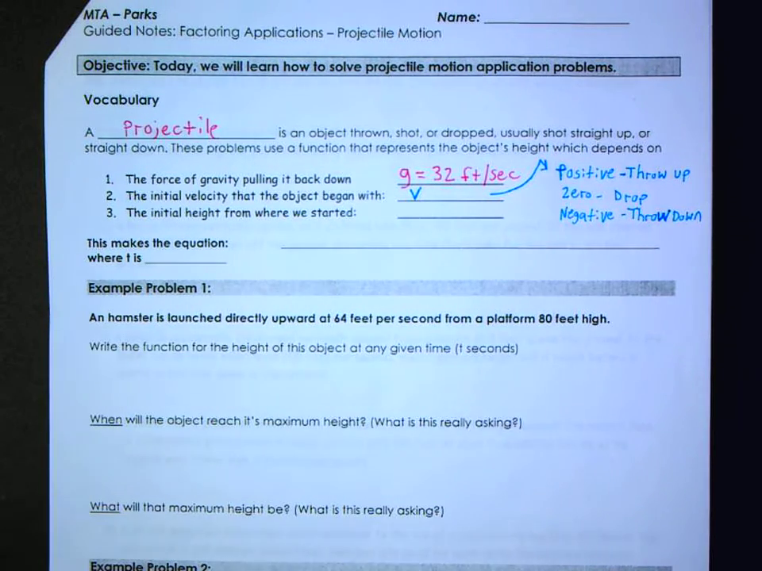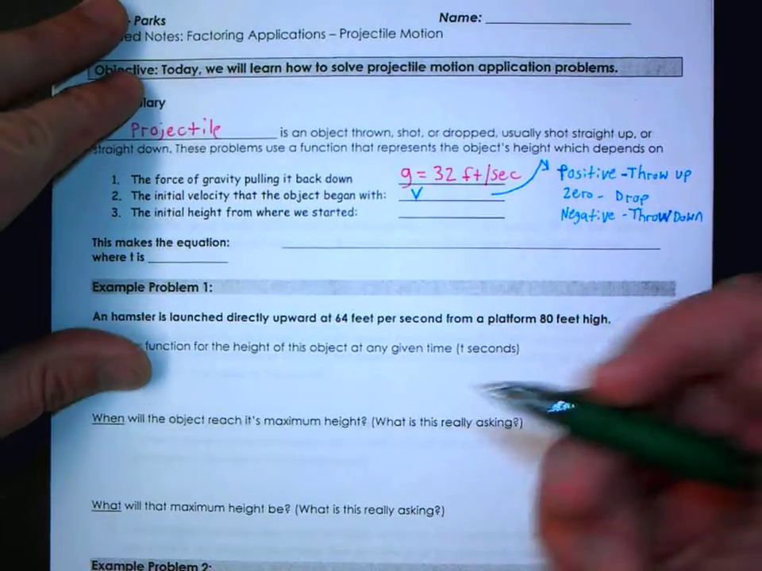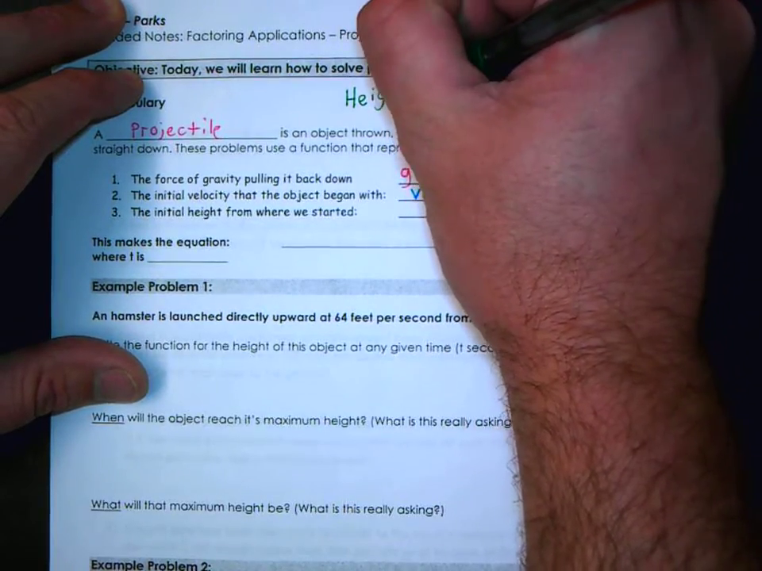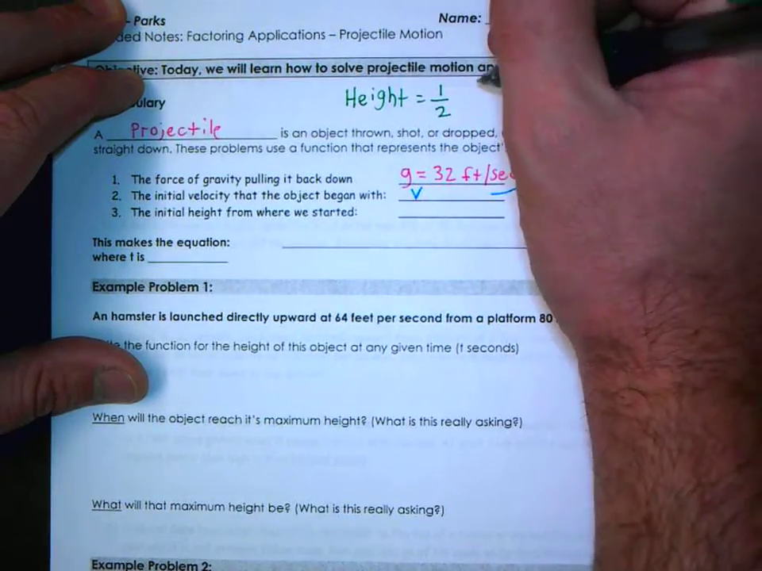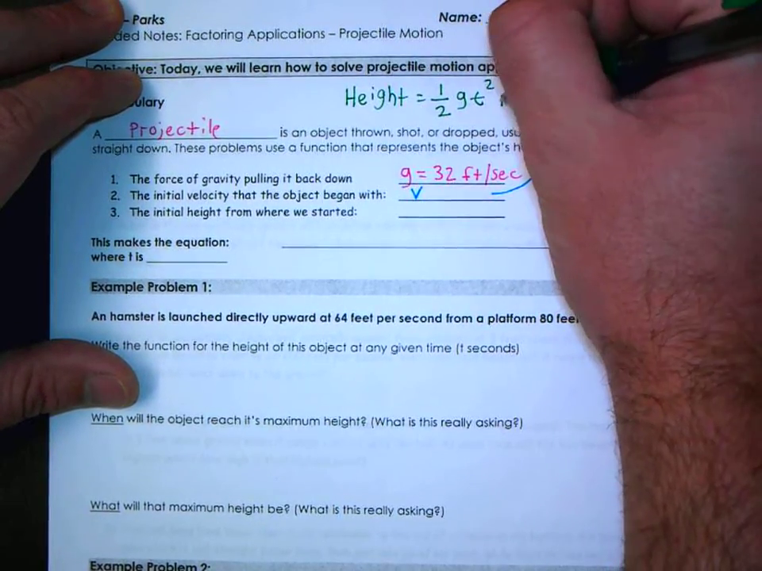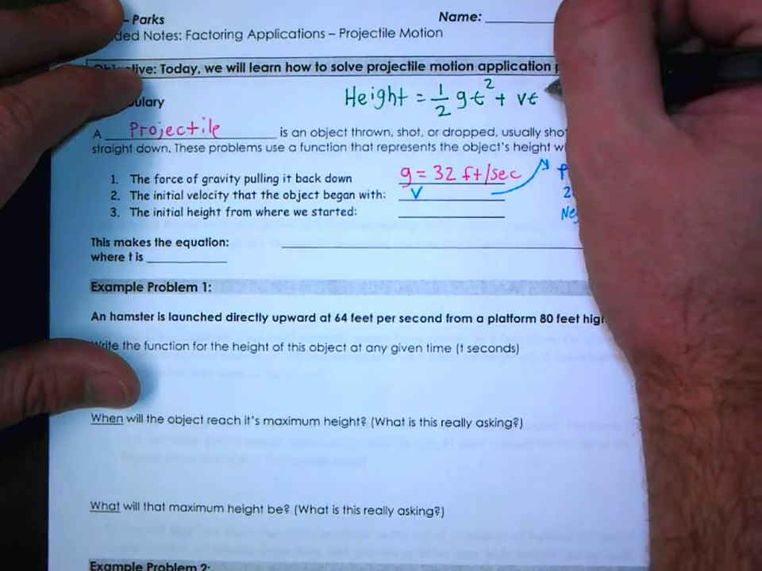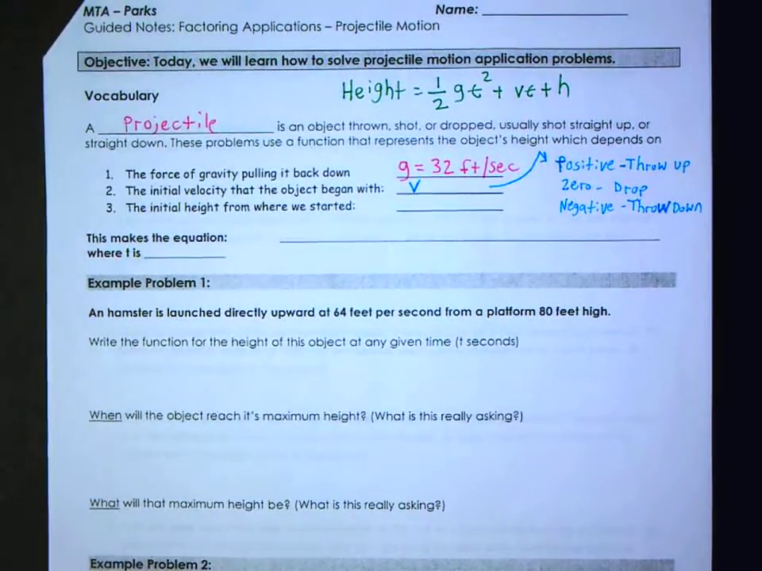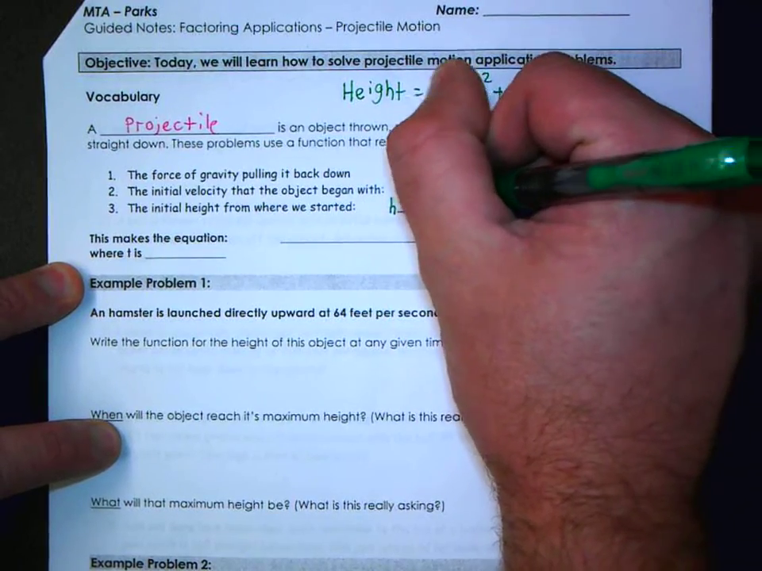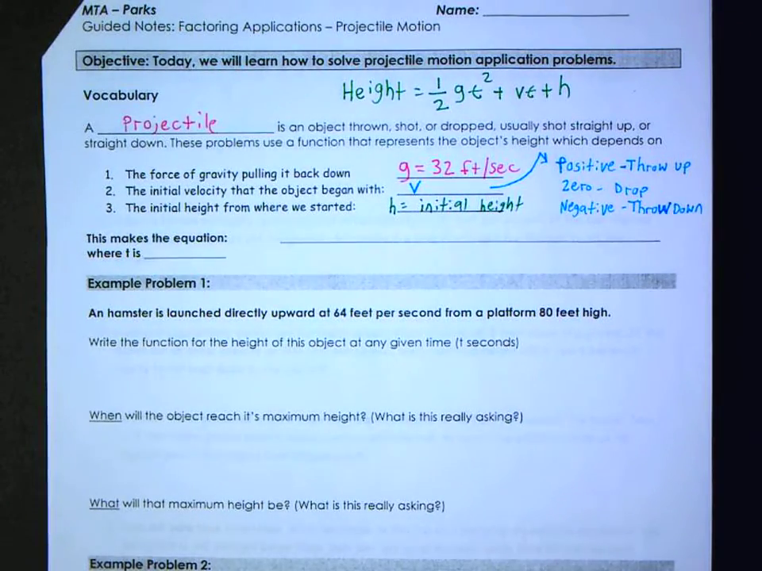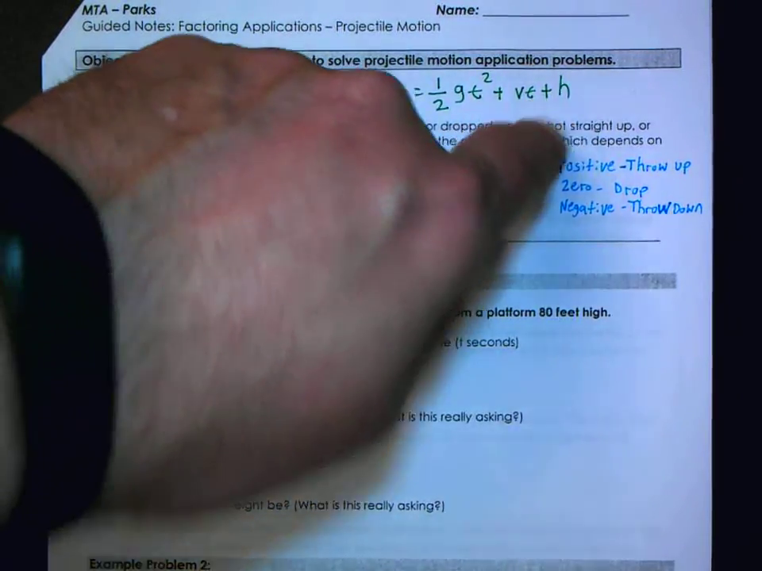Alright, so all of this together makes the equation, which for any object on any planet, the formula is height equals 1/2 times gravity times time squared plus velocity times time plus h. And we didn't talk about h. H is your initial height. Like if I were to drop this pen from the top of my head, then my h would be 6'8". Does that make sense?